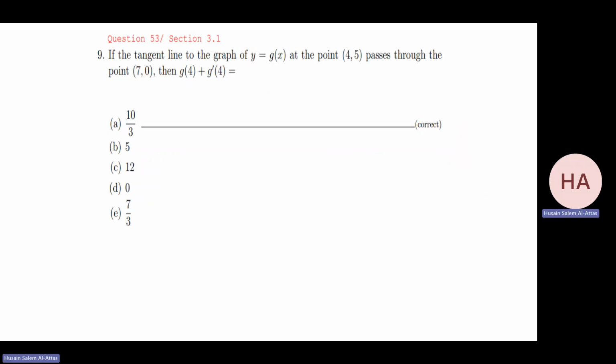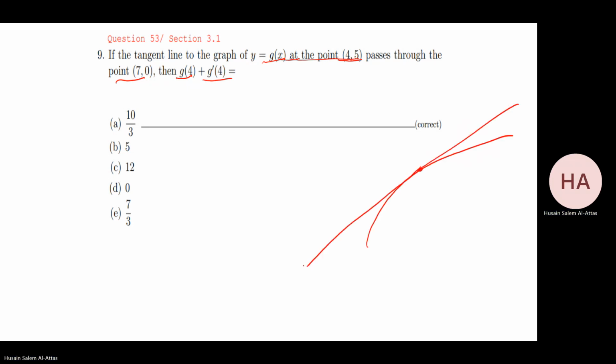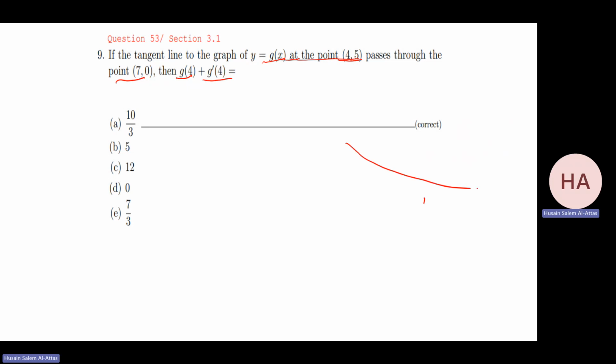If the tangent line to this function at the point passes through this, find g of 4 plus g prime of 4. I know that the tangent line to the graph is at the point 4 and 5. So there is a function, and there is a tangent line at the point 4 and 5. It passes through the point 7 and 0. Yeah, you can reverse it, no problem. It should be something like this.